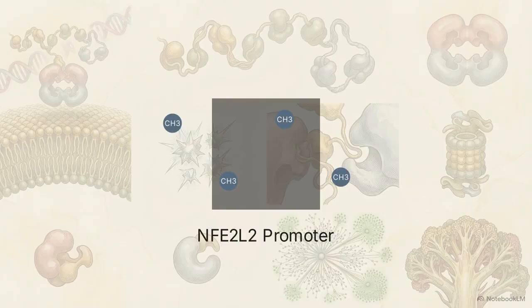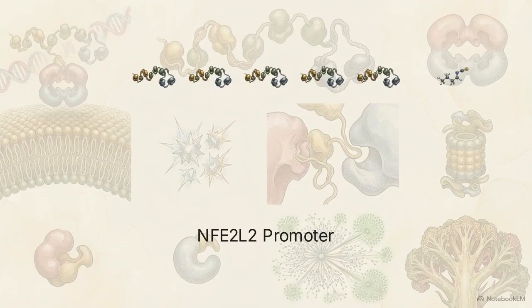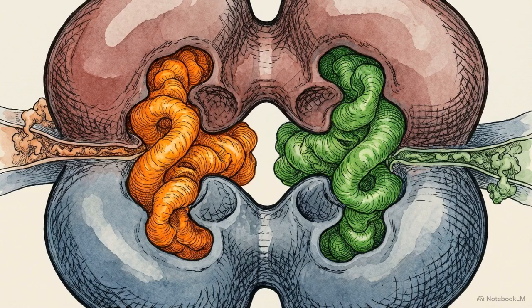Sulforaphane provides a two-pronged activation. It also induces DNA demethylation at the NFE2L2 promoter, restoring the baseline expression of NRF2 mRNA. Other modifiers like curcumin and EGCG utilize distinct electrophilic or oxidative modifications to break the KEAP1 latch, triggering the same nuclear translocation and adaptive response.